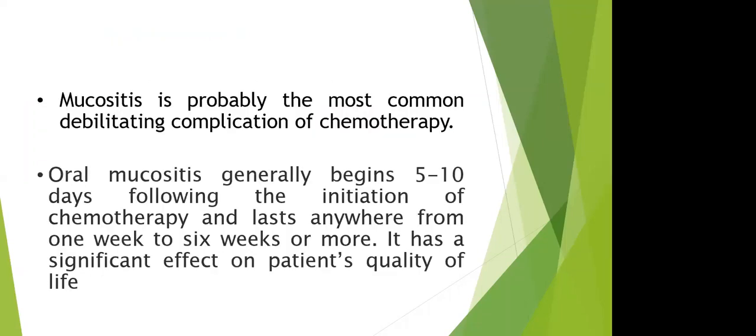Mucositis is probably the most common debilitating complication of chemotherapy. It generally appears 5 to 10 days after the start of chemotherapy, and usually it lasts from 1 week to several weeks. Here is a diagram showing mucositis of a patient, and we can appreciate the mucositis on the tongue and mucosal surface.